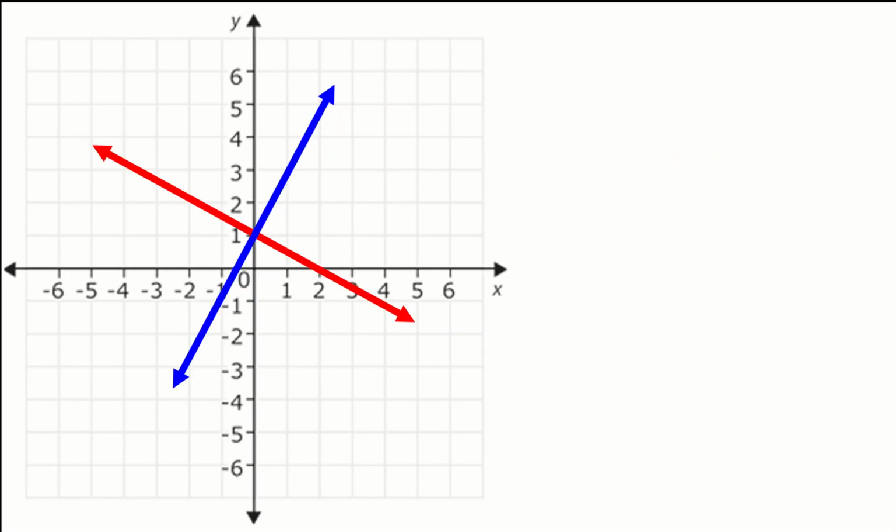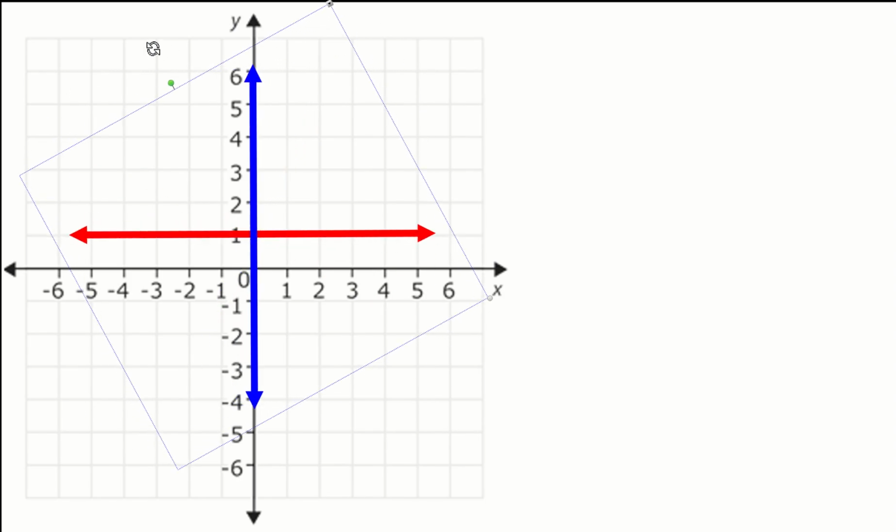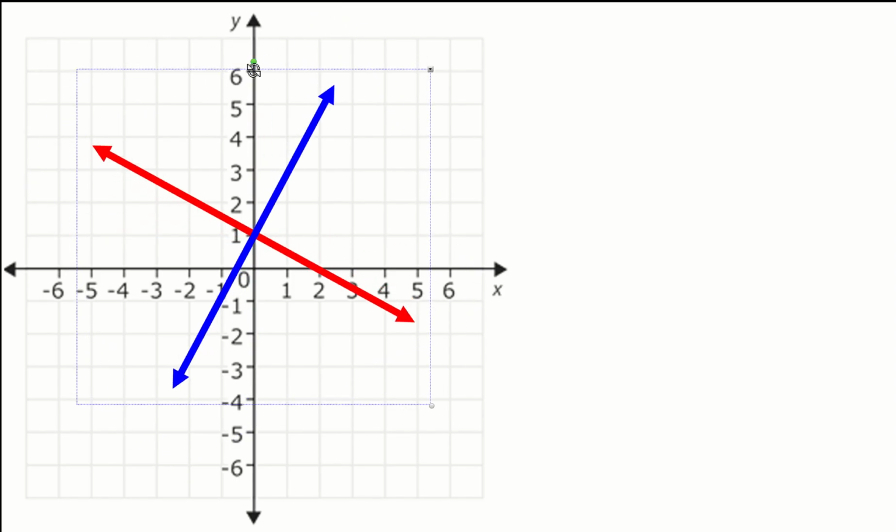Obviously, these lines intersect, but the way they intersect, if I turn it, it's a little easier to see. They are perpendicular. That means they intersect at a 90-degree angle. When it's tilted, that's not always the easiest to tell for sure, but these are two perpendicular lines.